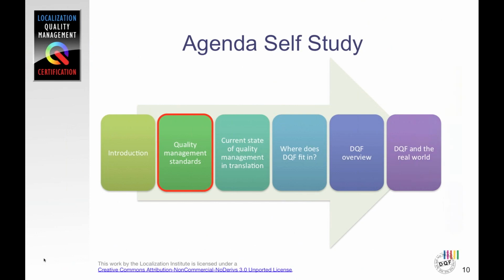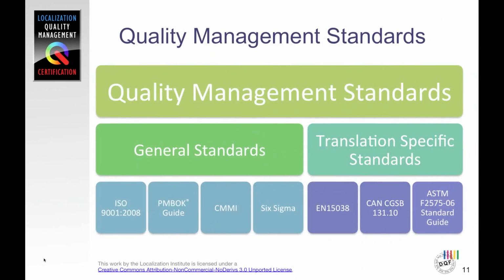Quality management standards. We will spend a fair amount of time looking at a number of general standards, in particular the ISO 9001-2008, the PMBOK guide from the Project Management Institute, which provides some detailed standards on project management for localization. At least, let me take that back, the project management guide from the PMI is general, but we have adapted that specifically to localization. Then, of course, it's the capability maturity model, which deals with localization maturity, and also Six Sigma, although lesser used in a translation environment.